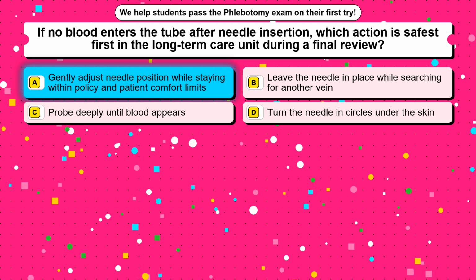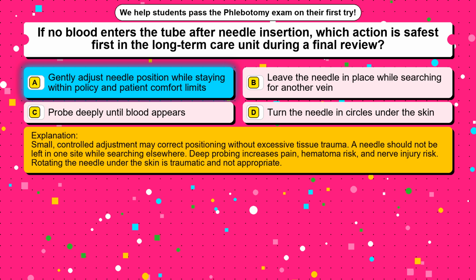The correct answer is option A. Gently adjust needle position while staying within policy and patient comfort limits. Small, controlled adjustment may correct positioning without excessive tissue trauma. A needle should not be left in one site while searching elsewhere. Deep probing increases pain, hematoma risk, and nerve injury risk. Rotating the needle under the skin is traumatic and not appropriate.